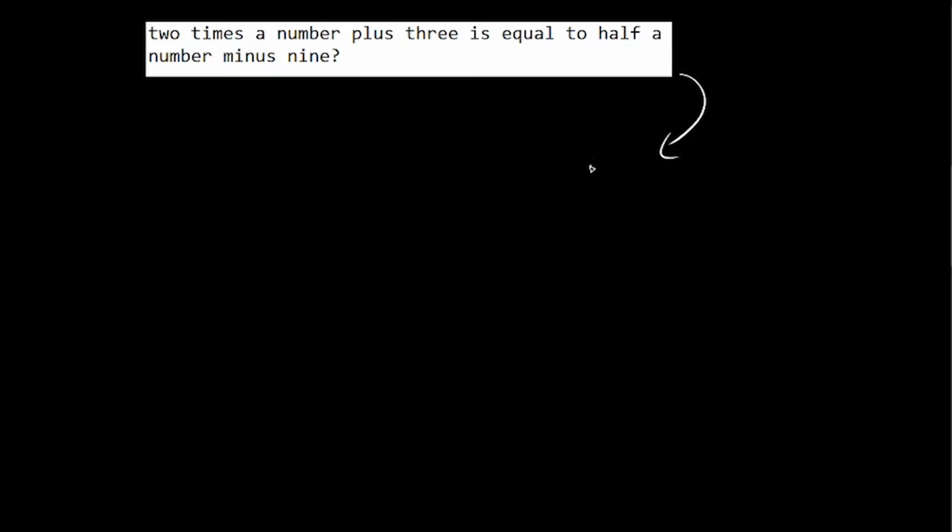We need to translate this into math. So essentially how we do it is word by word. 2 times a number. So in our case, our number will be x. So 2 times x plus 3. I should make that green.